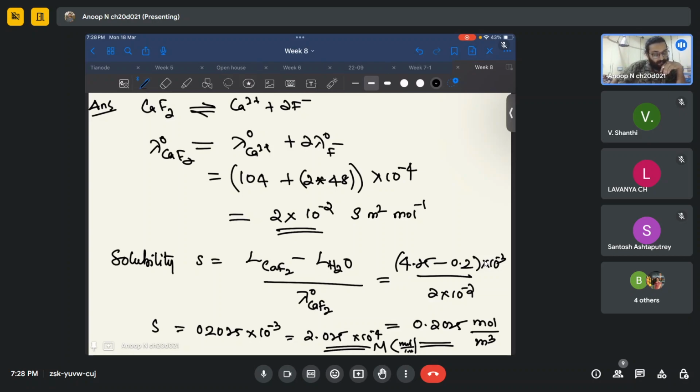Here we have to convert from meter cube to liter. It is 10 raised to 3. So when it comes to the numerator, it will be 10 raised to minus 3. Why are we converting into molar? It is a little easier to express.